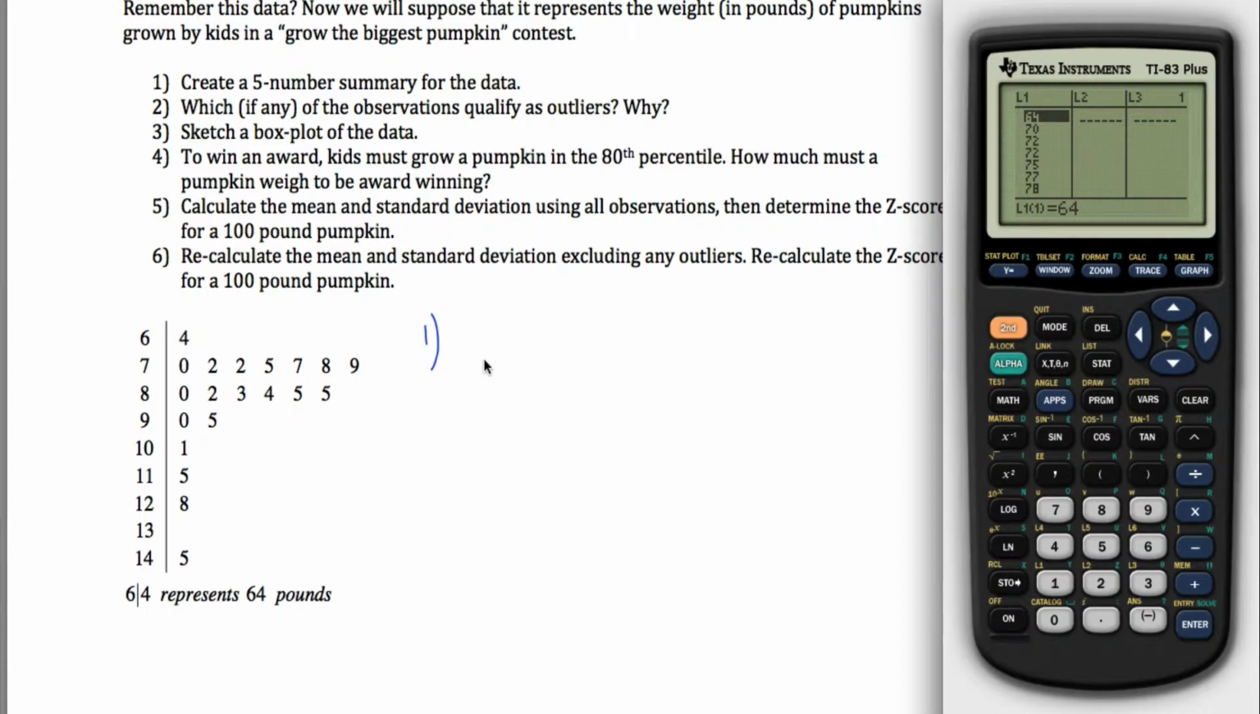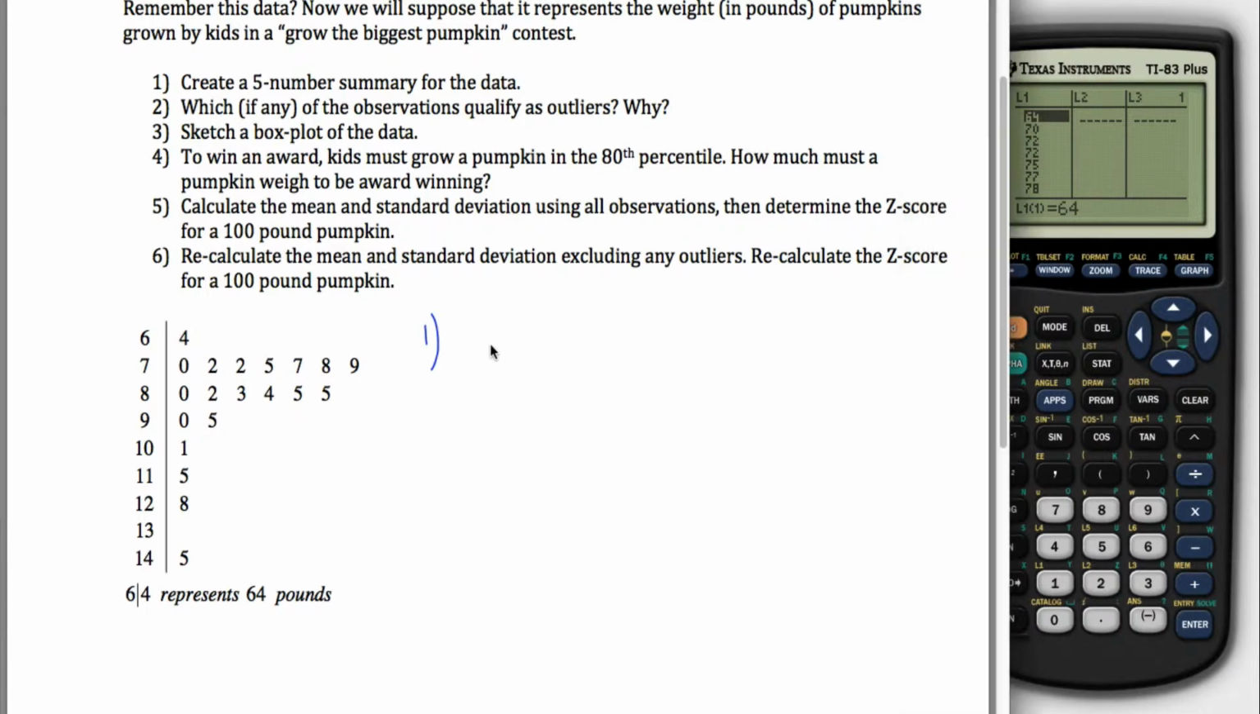And then for part 1, it wants us to create a 5-number summary. What you need to know about a 5-number summary is kind of what it is. And like the name implies, it's 5 numbers that summarize the data. Specifically, it's the minimum value, the first quartile, the median, the third quartile, and the maximum value. And you could figure these all out by hand, or you could take advantage of this calculator that we got sitting over here and have it figure out these things for us.